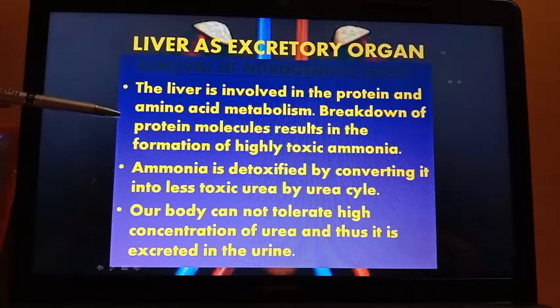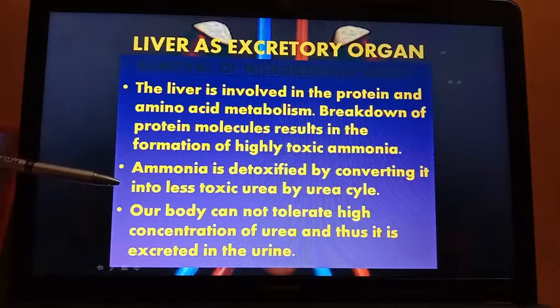Breakdown of protein molecules results in the formation of highly toxic ammonia. Ammonia is detoxified by converting it into less toxic urea by urea cycle. After that we will talk about it. Our body cannot tolerate high concentration of urea and thus it is excreted in the urine.